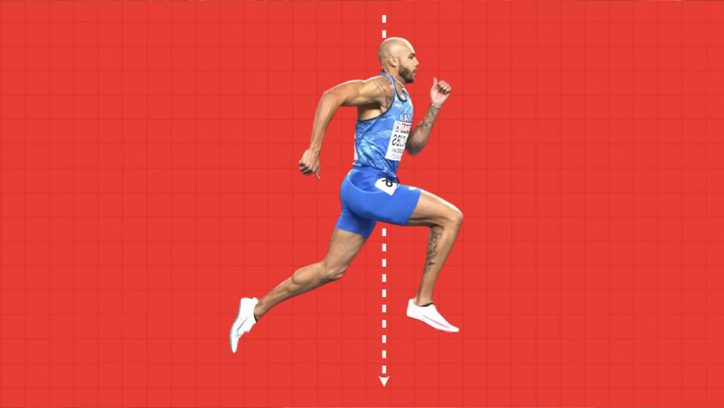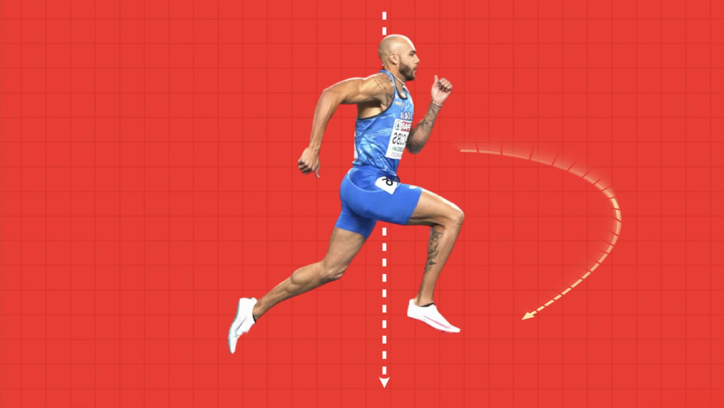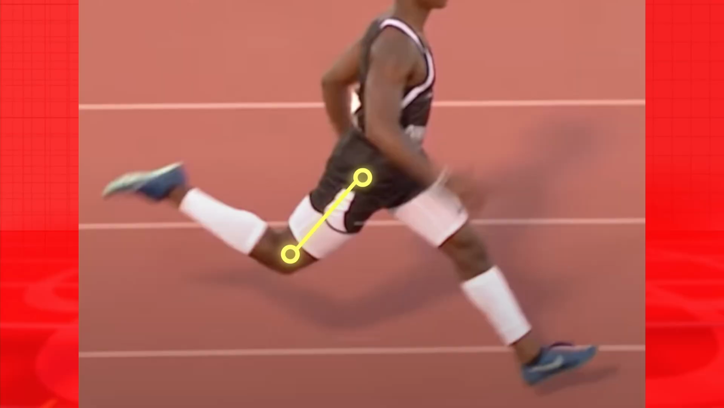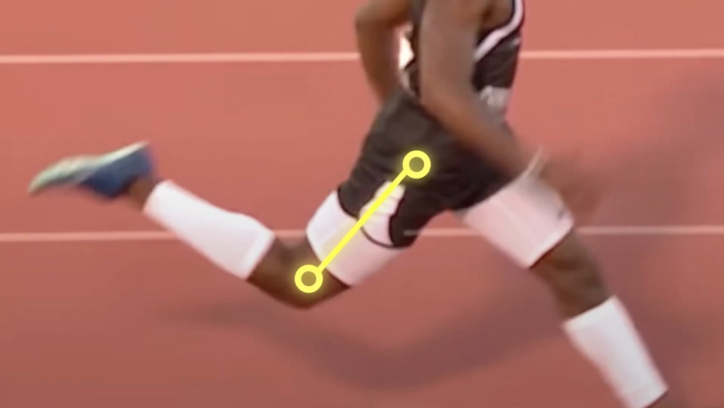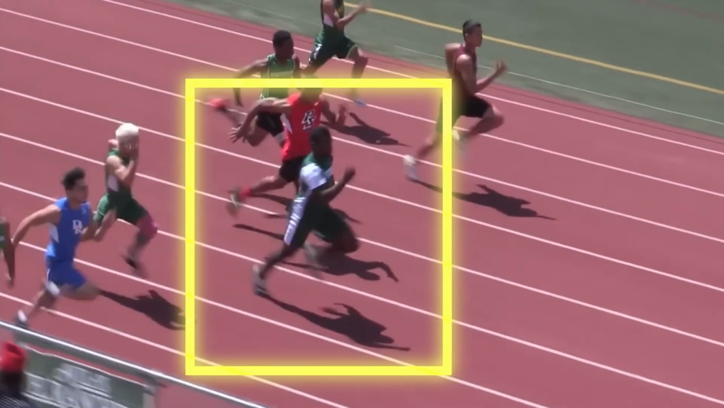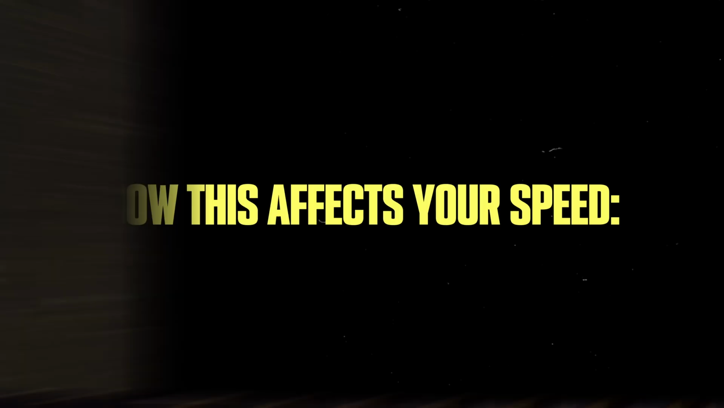Oftentimes, there's a big emphasis on the foot strike, opening up the knees and hitting the ground harder. However, what often gets overlooked is how efficiently the leg is recovering. So what happens is the leg gets far behind the hips and spends more time than it has to behind your body. Inside Sprint Cheat Codes, I call this lagging because your leg is staying behind the body for too long. In my experience, this is very common with high school sprinters. Here's how this affects your speed.